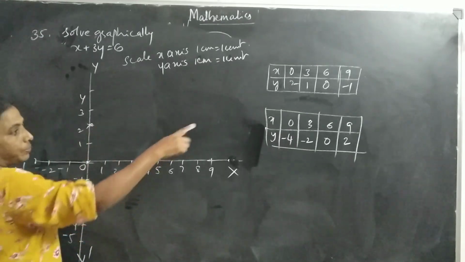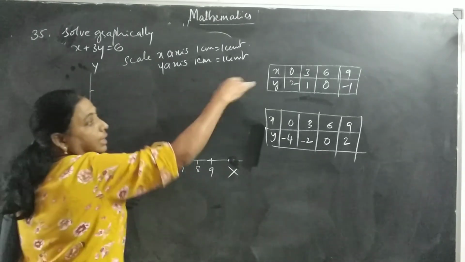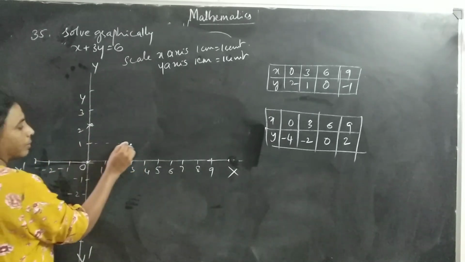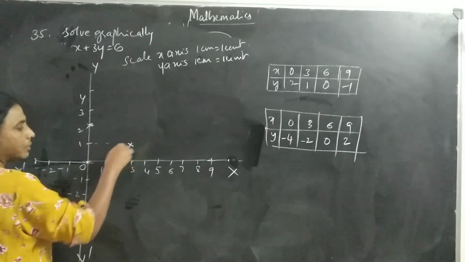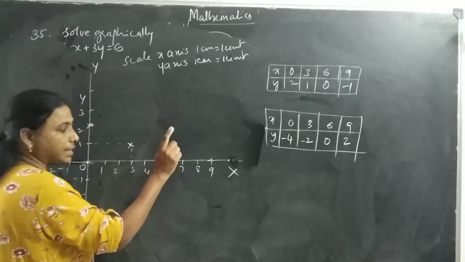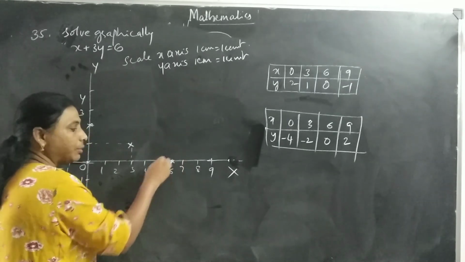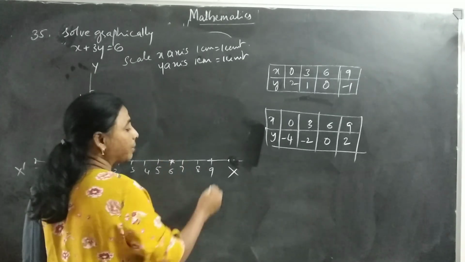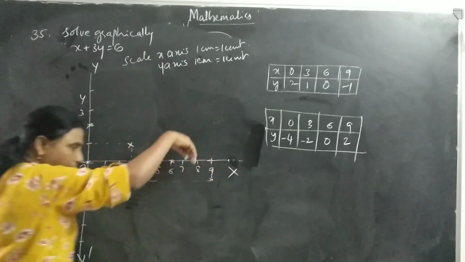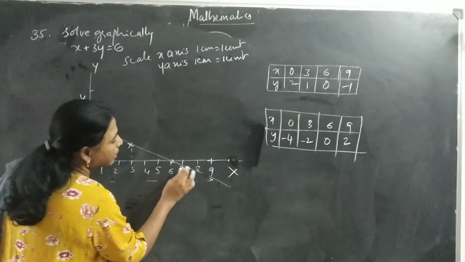Next 3 to 1. From 3 I should go to 1. From 3 next axis, y is 1. See, this is 1. From 3 to 1. So this is the point. From 6 to 0. 6 is x. On x 6. Y is 0. Therefore on x axis only we have to mark it. Next one is 9 to minus 1. From 9 go to minus 1. Minus 1 is here. So this is the line which you get.